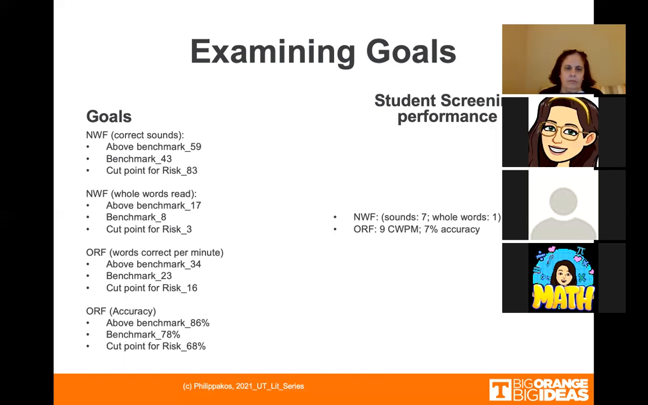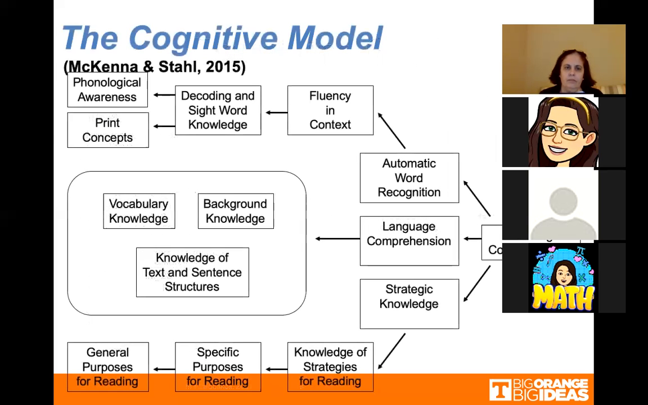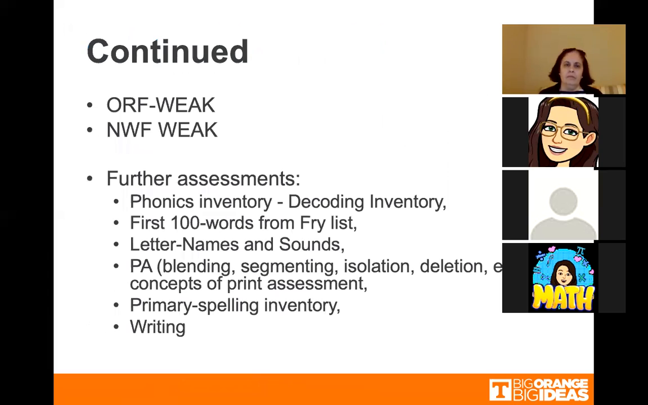So yes, based on this, I should look at my cognitive model and I will say, yes, in fluency, the student did struggle. Obviously, this is an area of concern. So we need to follow with additional assessments, and the assessments will be in decoding, sight word knowledge, and then follow with phonological awareness if need be, which probably will in this case. Now, she has a weak oral reading fluency, weak nonsense word fluency, so she will receive the phonics inventory, a decoding inventory possibly, the first 100 words from the Fry list, letter name, sound, phonological awareness for blending, segmenting, isolation, deletion, etc., primary spelling inventory, and writing.